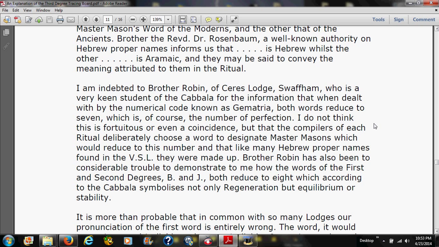Brother Rahman has also been to considerable trouble to demonstrate to me how the words of the first and second degrees, B and J, both reduced to 8, which according to the Kabbalah symbolizes not only regeneration but equilibrium or stability.